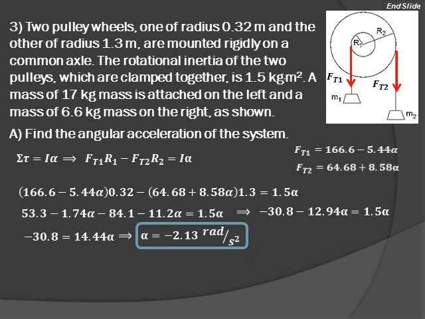Now what this negative means is that the angular acceleration is actually in the opposite direction from what we expected. So it's actually not going to go counterclockwise, it's going to rotate clockwise. So it's just in the opposite direction of what we expected, and that's okay as long as we understand that if we're consistent the entire way, the final answer is going to tell us what direction it actually is.